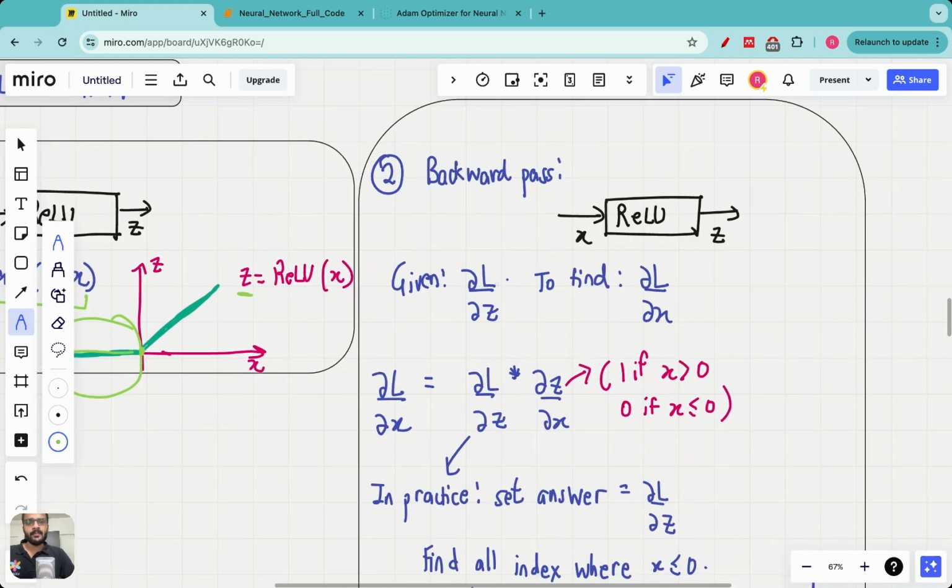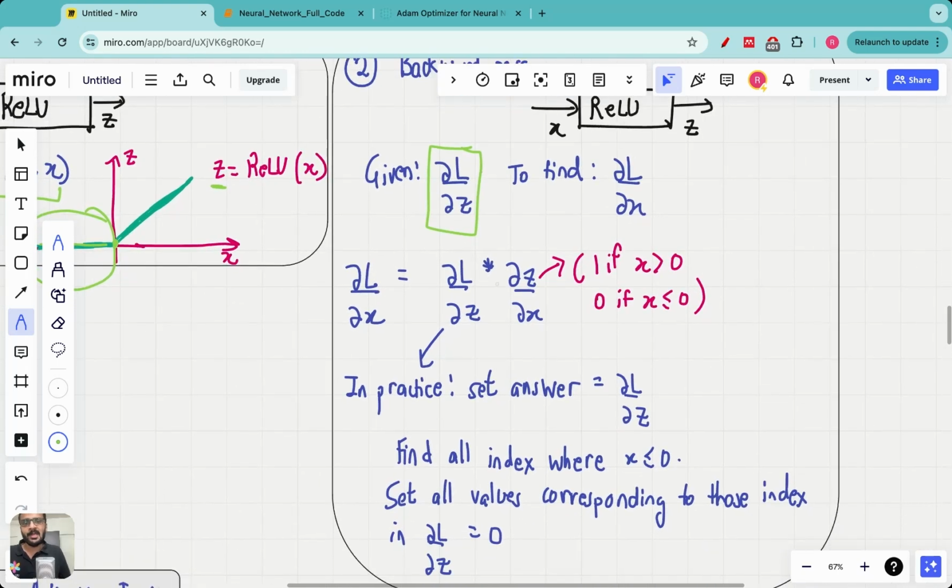When we look at the ReLU, again, similar to the layers, we have received the partial derivative of the loss with respect to the layer output, right? Even when we look at the ReLU activation, the partial derivative of loss with respect to the ReLU output is given to us. And we will need to find the partial derivative of the loss with respect to the ReLU input. To do that, we'll use the chain rule. So the partial derivative of the loss with respect to the ReLU input is the partial derivative of loss with respect to the ReLU output multiplied by the partial derivative of the ReLU output with respect to the ReLU input, so the partial derivative of z with respect to x.